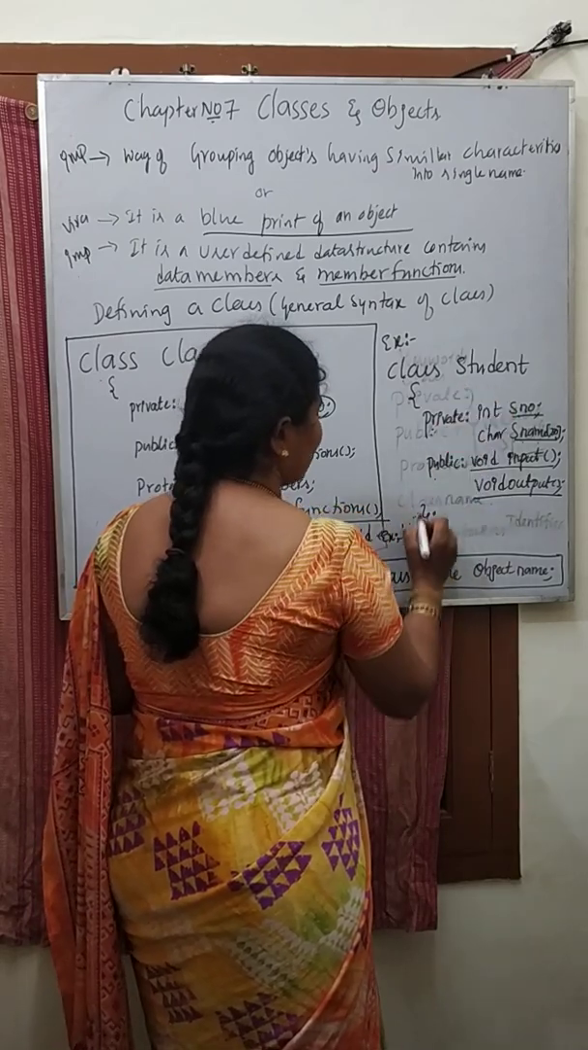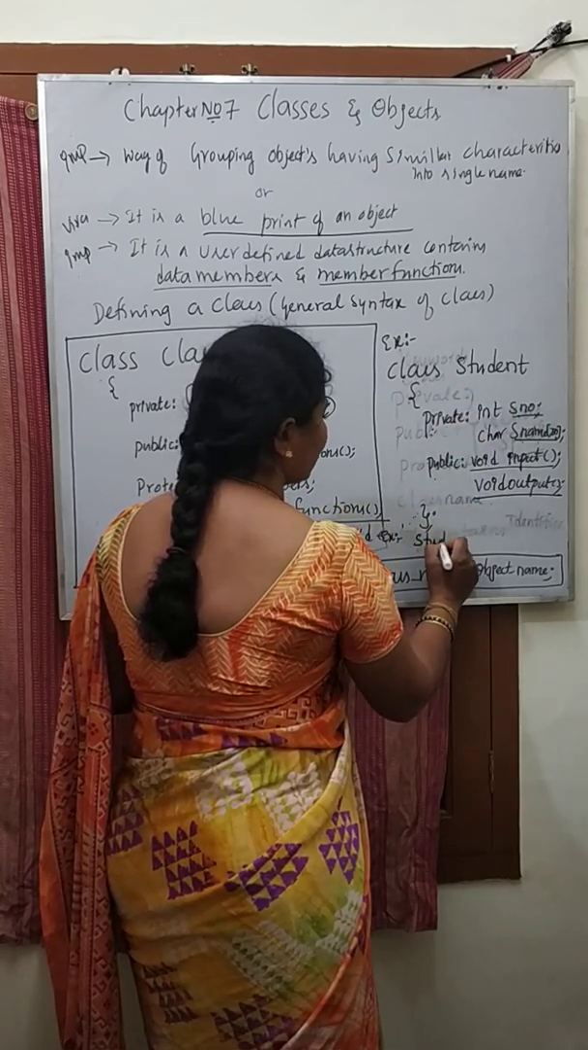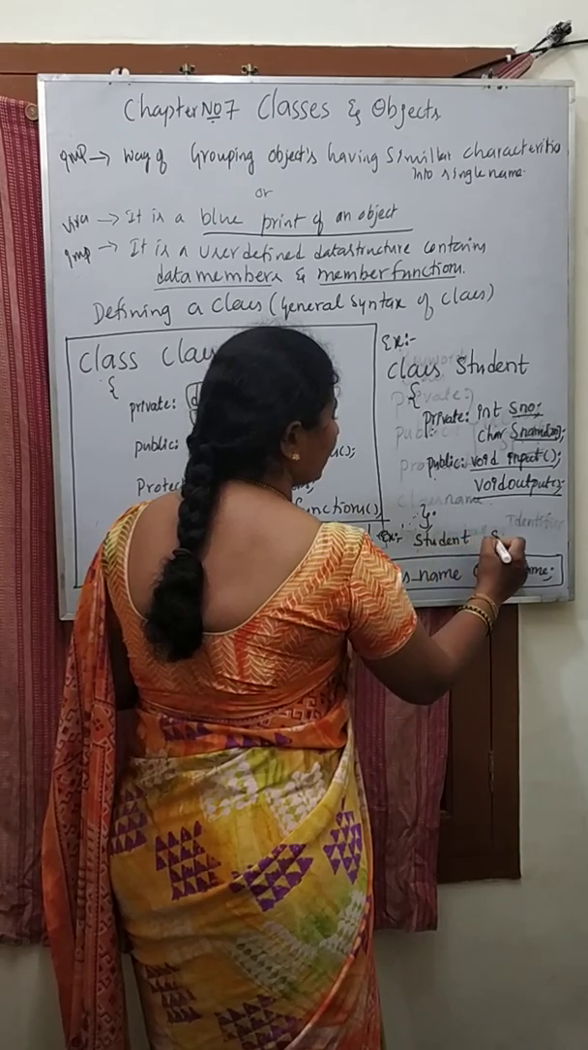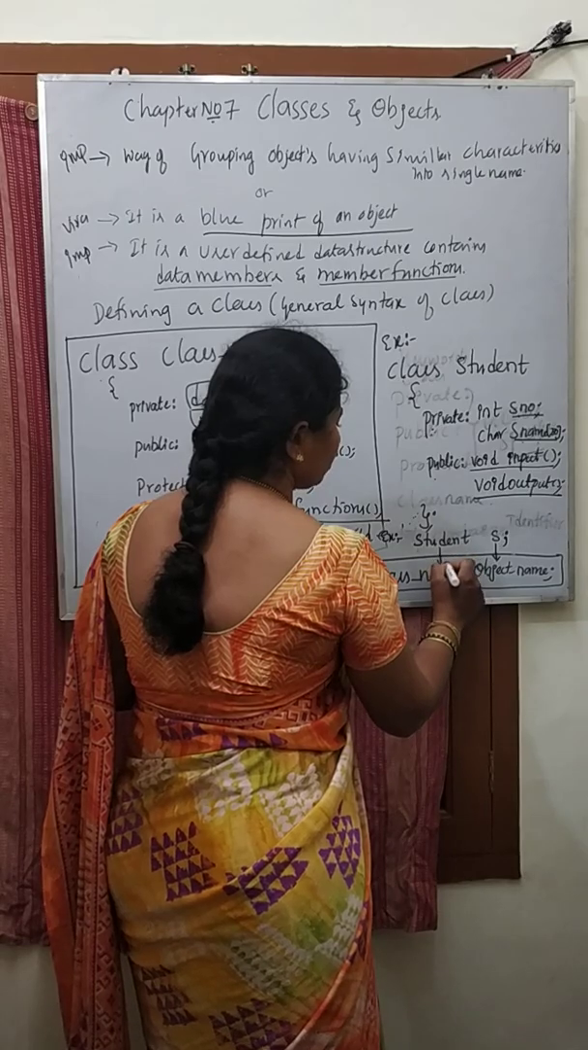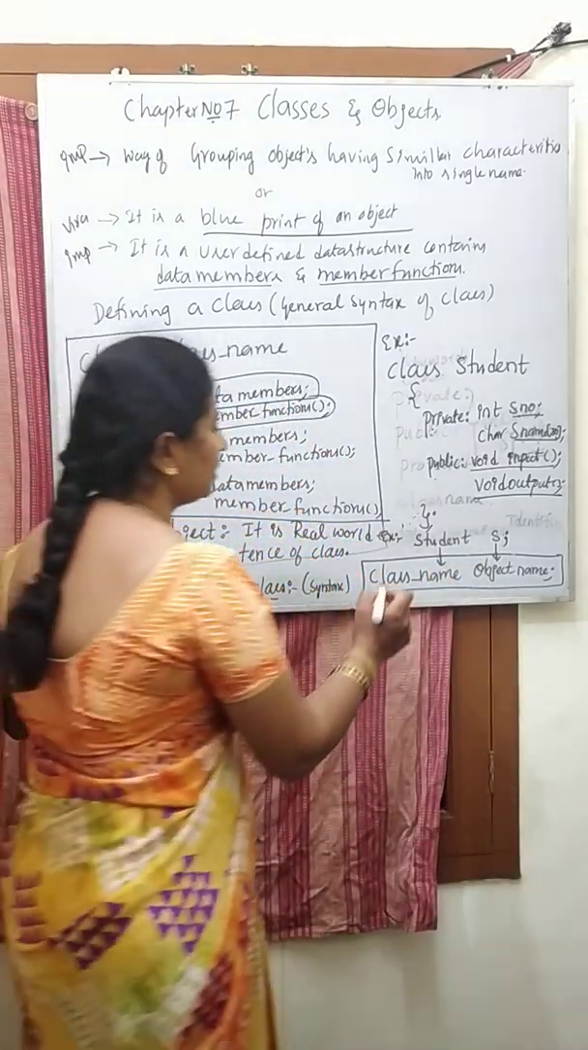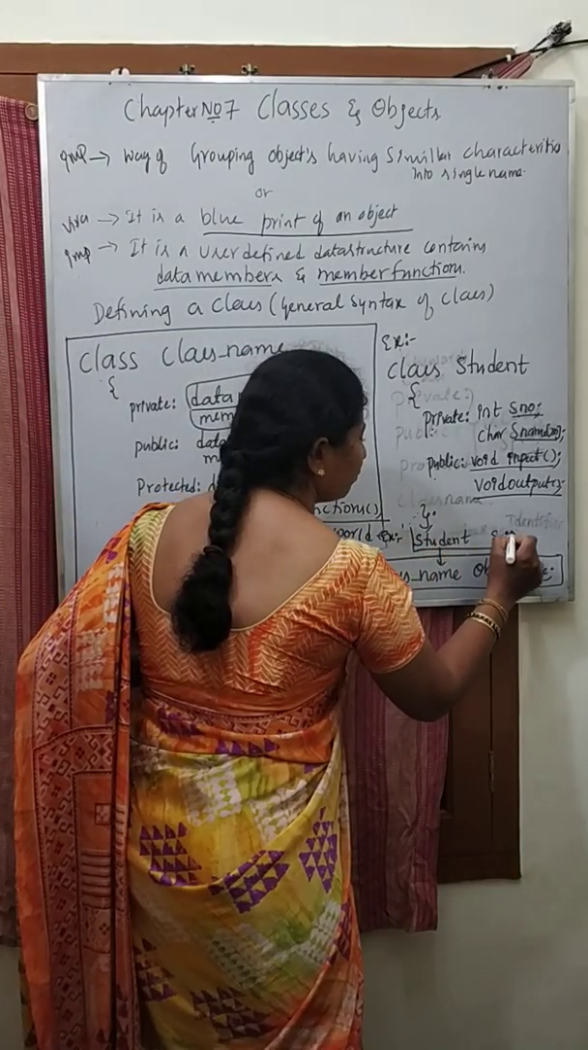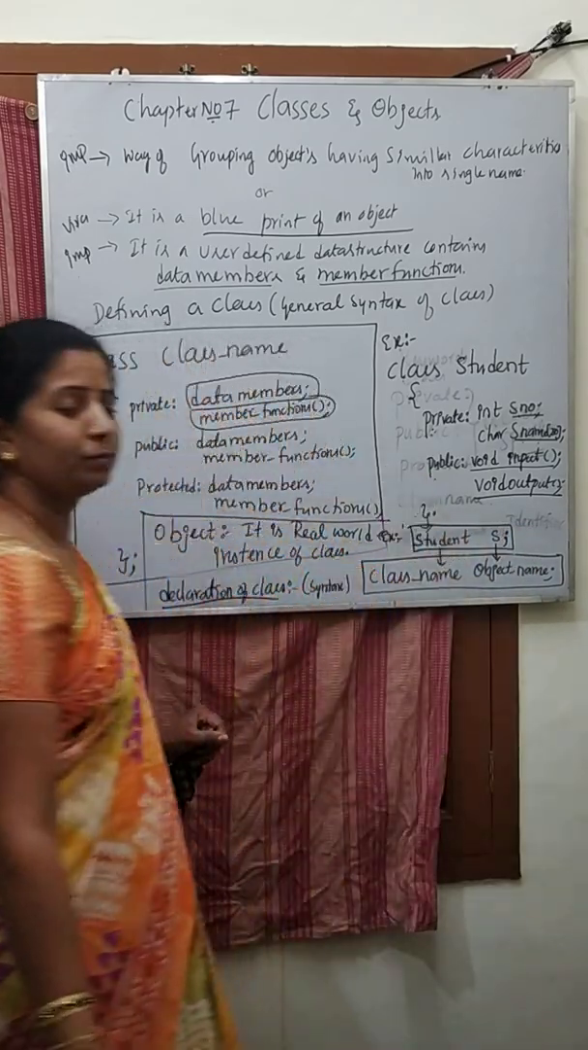Class name. What is a class name? Student is a class name. S is an object. S is the object. Student is a class name. This is an example for your object.